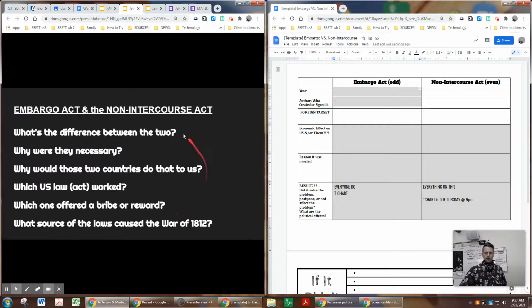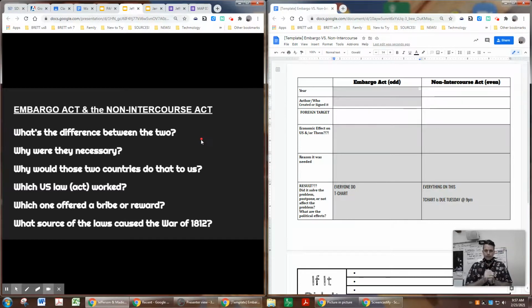Okay, now here's just some extra things to talk about. What's the difference between the two? Well, one came in 1807, one came in 1809. So one's first, one's a response. And shoot, the first one probably didn't work. It probably didn't work perfectly because we need another one. We need a replacement. We need something. Who knows? We'll get more into that.